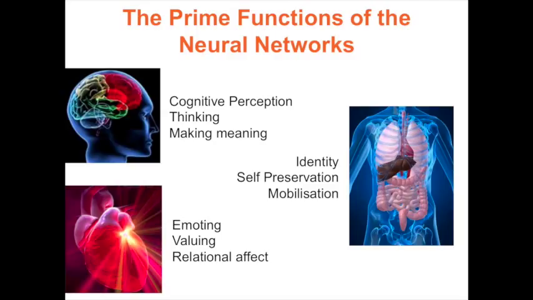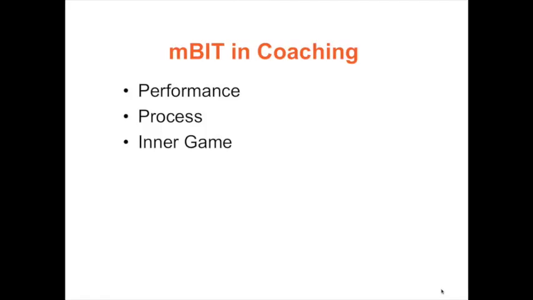So the gut brain, just by the way, is the oldest in evolutionary terms of all three neural networks. So some of the core things such as self-preservation and boundaries are in the gut brain. Just absolutely amazing for coaching.